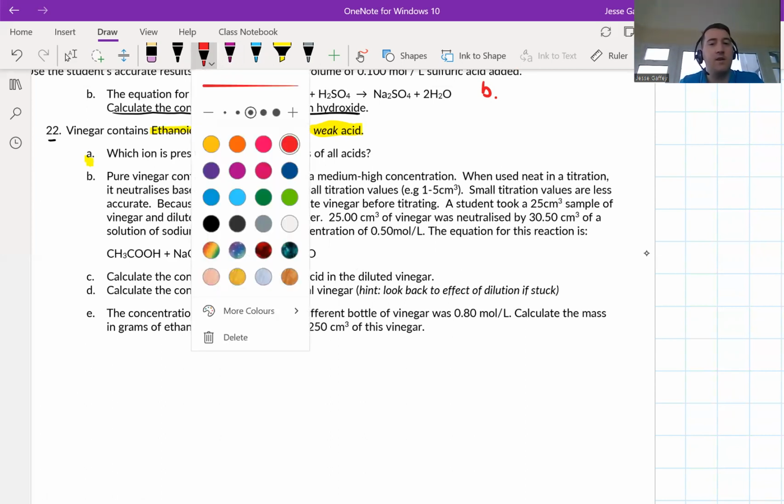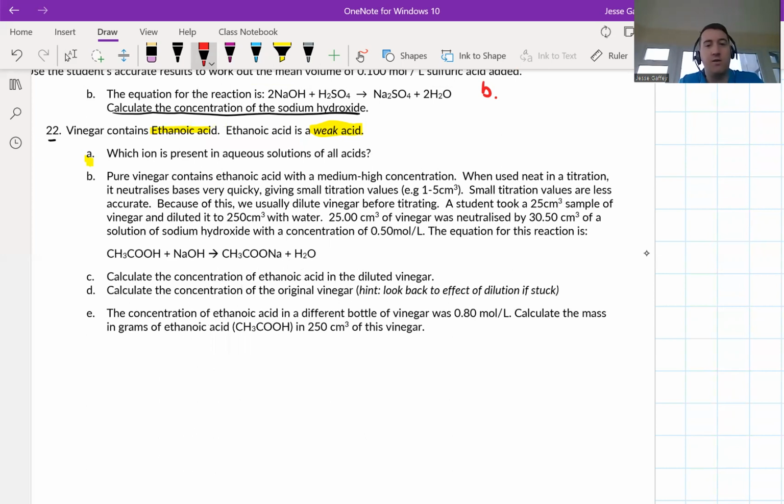All right, the answer you should have had is hydrogen ions. All acids produce hydrogen ions in aqueous solution, and this is one of the definitions of an acid. What is an acid? An acid is a substance that dissociates to produce hydrogen ions, or some might call them H plus ions, which is also fine here.